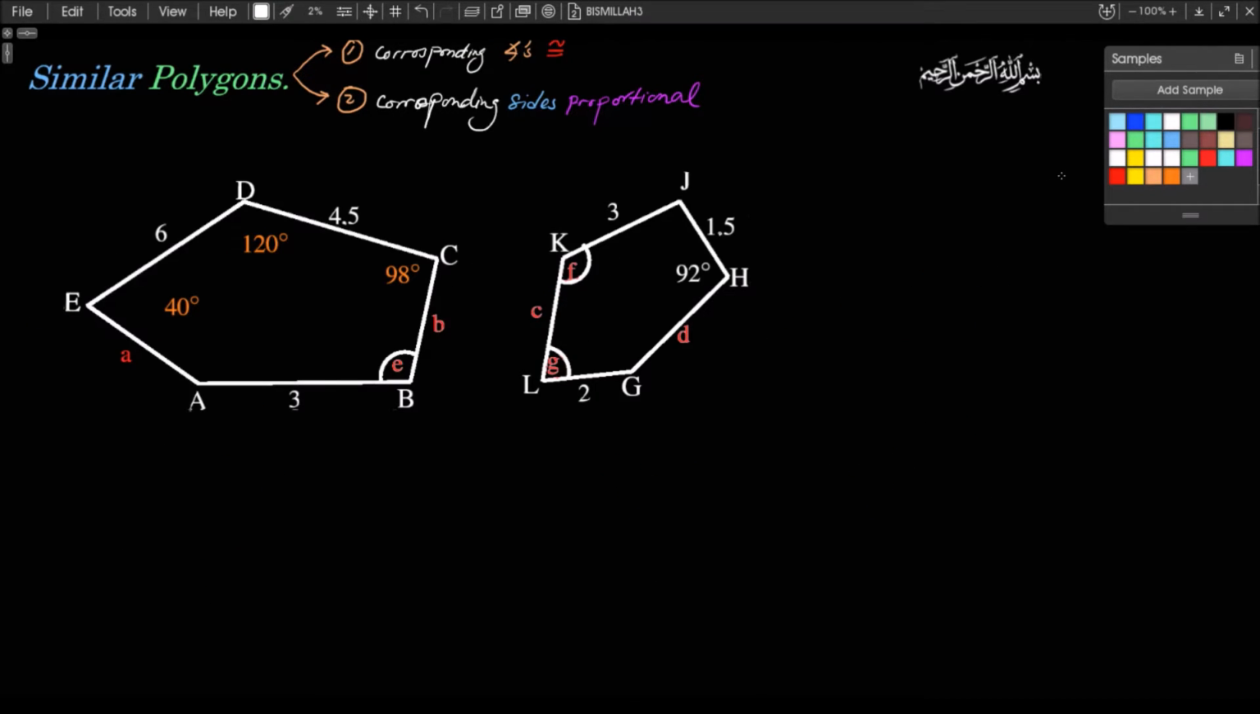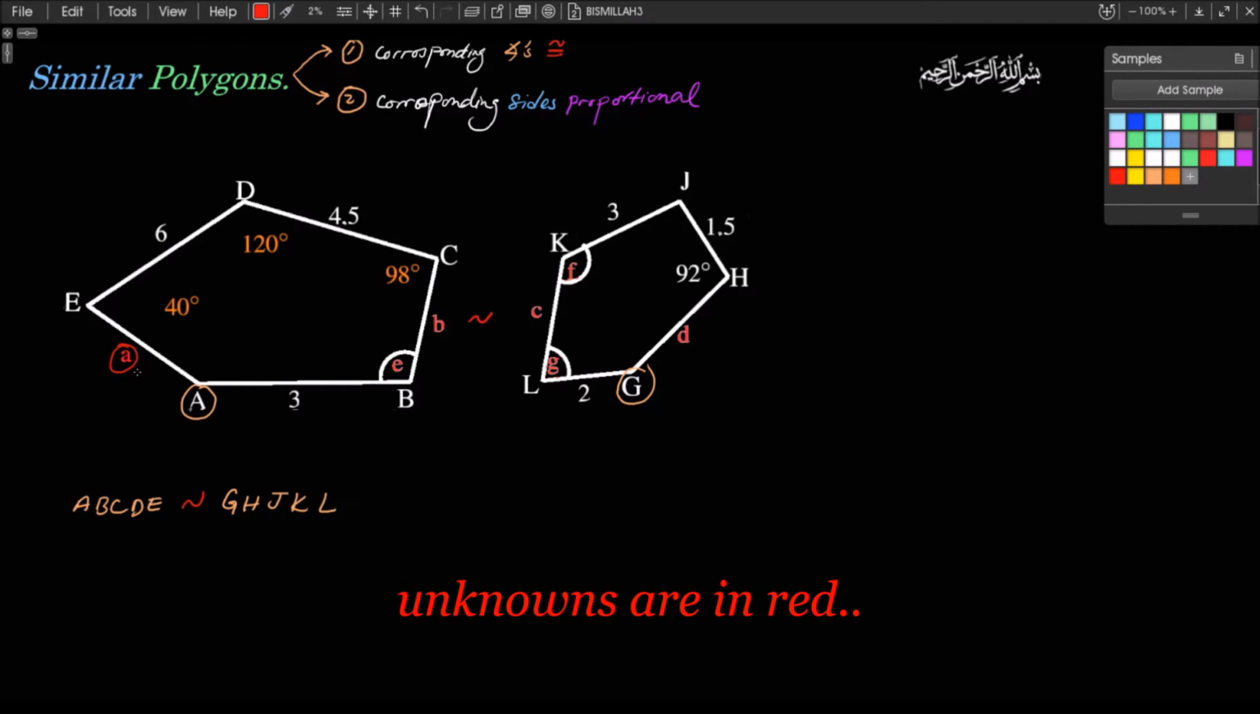Okay. Now here we are told that the figures are similar. So we are told that the polygon A, B, C, D, E, starting from here, is similar to this polygon over here, G, H, J, K, L. Now here we are asked to solve for things that are unknown over here. Okay, so let's start out with the angles.